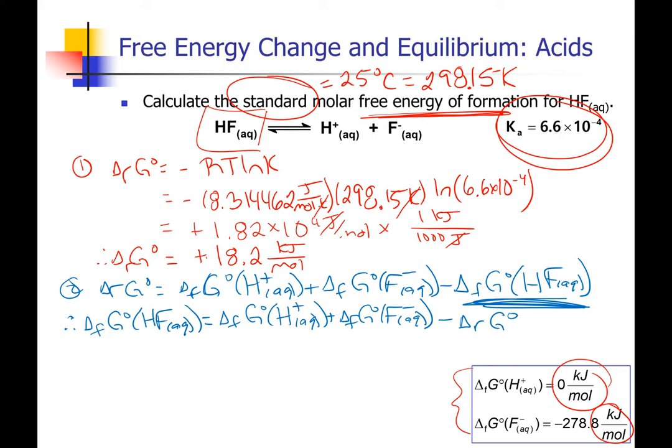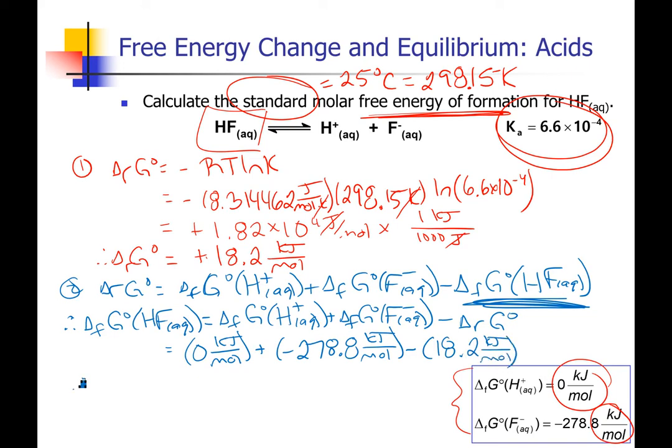And then I plug in my values. So we have 0 kilojoules per mole plus negative 278.8 kilojoules per mole minus 18.2 kilojoules per mole. And that should give us a standard free energy of formation for aqueous hydrogen fluoride, aqueous hydrofluoric acid, of negative 297.0 kilojoules per mole.